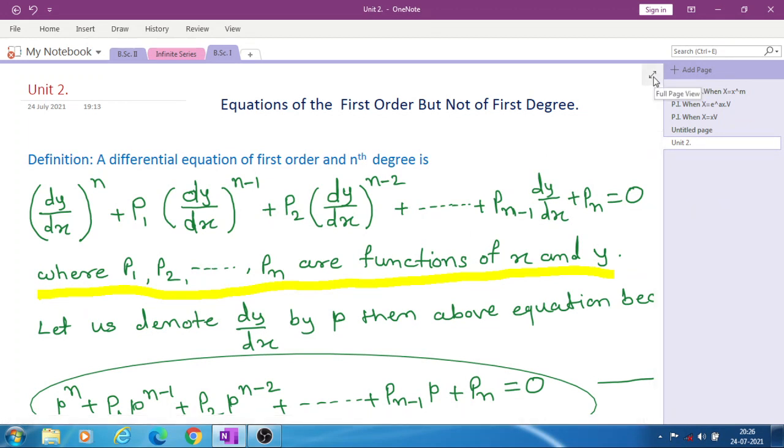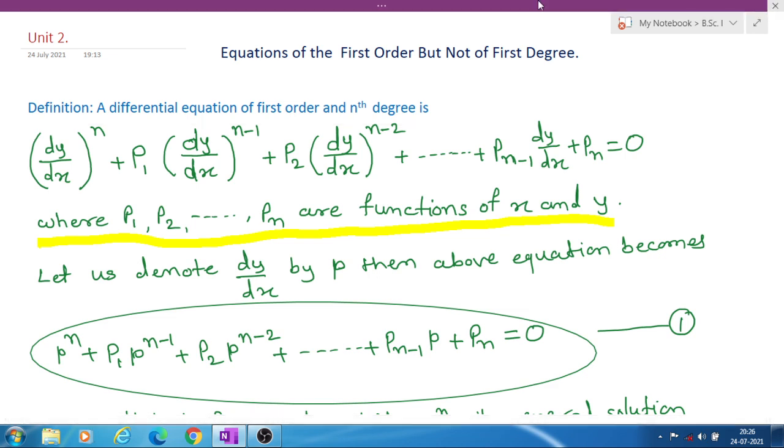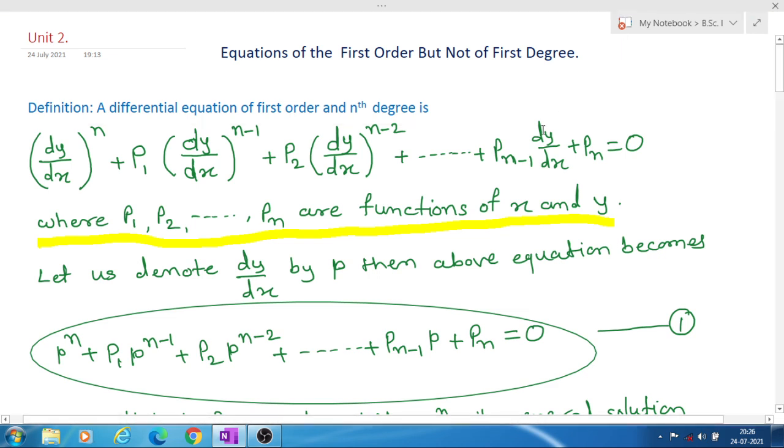Now today we see unit 2, that is equations of the first order but not of first degree. So in this paper, differential equation, we are studying various types of differential equations.